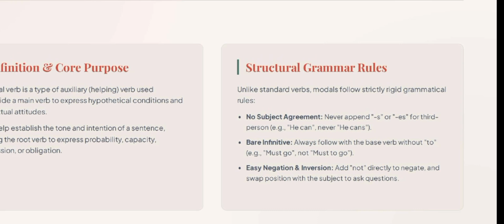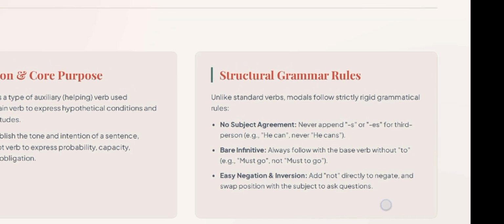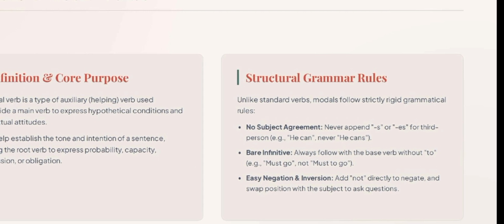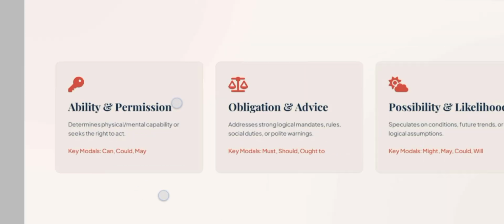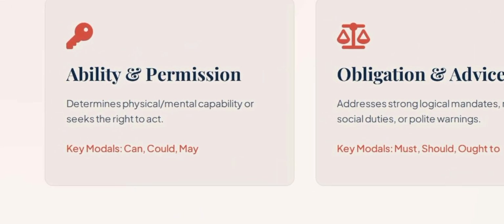There is easy negation and inversion. Add not directly to negate and swap position with the subject to ask questions. There are three pillars of modality: to show ability, permission. To show ability and permission, we can say it determines physical or mental capability or seeks the right to act.